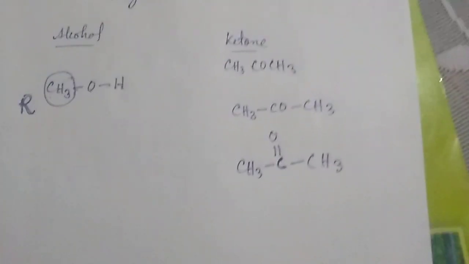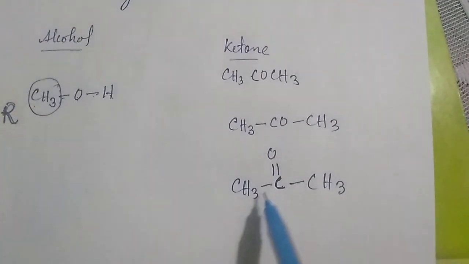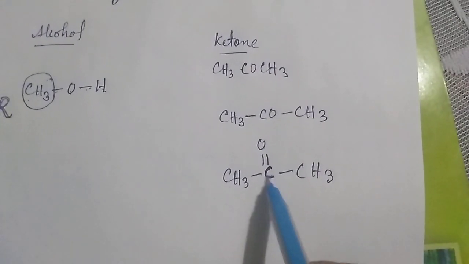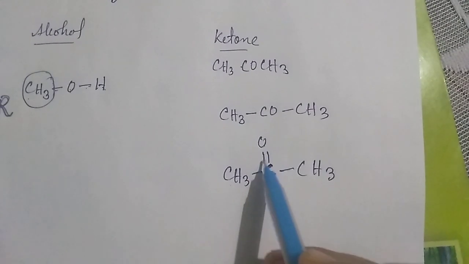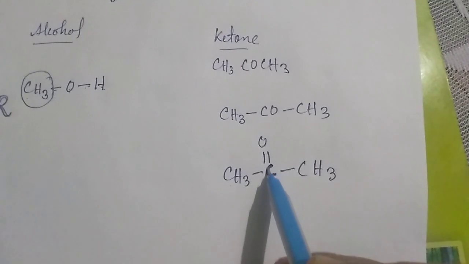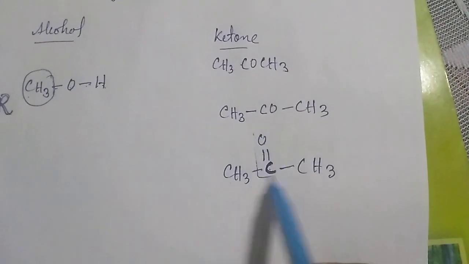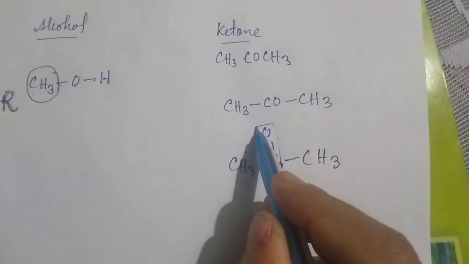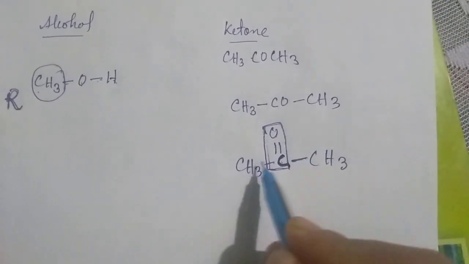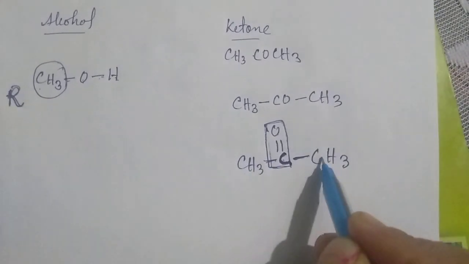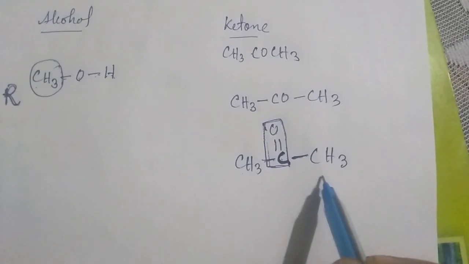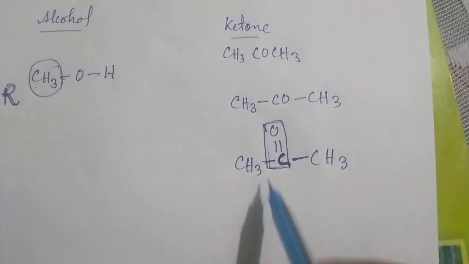So here see CH3, what is the bonding of oxygen? Let's see the bonding. A single carbon with double bonded oxygen here. Whenever we see C double bonded O, then we have to know that this is a carbonyl group. And on the left side and the right side, if there is a carbon chain, meaning alkyl group, this is called ketone.